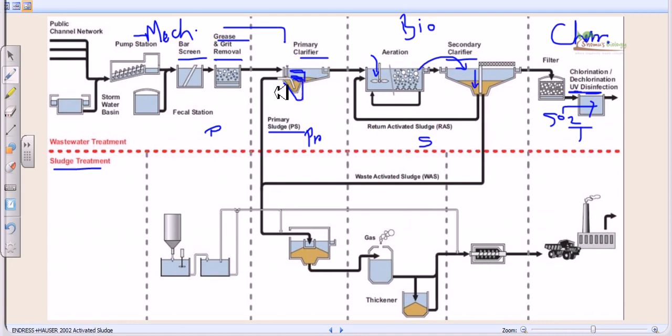So we take all that sludge from the primary clarifier as well as from the secondary clarifier, and we go through the sludge treatment process. Now in any sludge treatment process, there are three different parts. One is sludge digestion, then sludge thickening, and then sludge dewatering. So these three parts are really important during any sludge treatment process. So what we have seen in this case, we take the sludge, we digest the sludge.